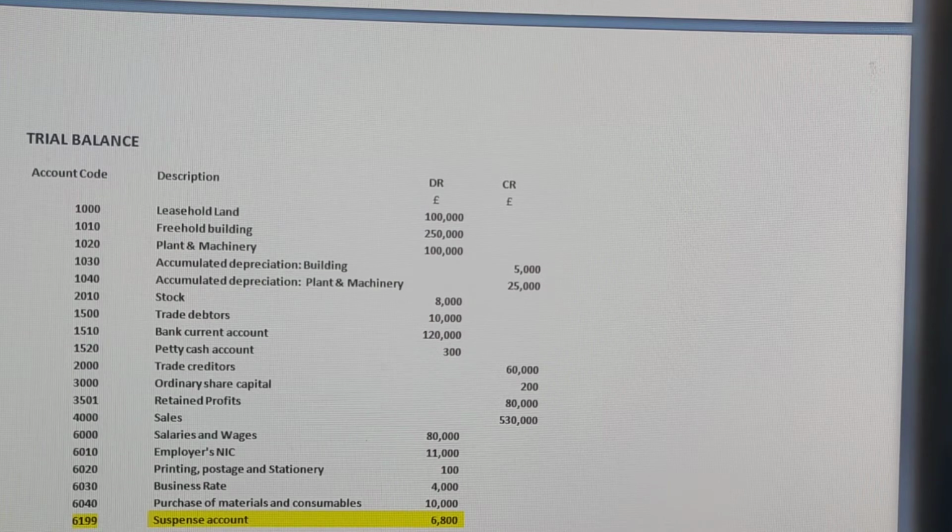The same thing goes for sales, which is code 4,000. The trial balance shows that in total we have made £530,000 sales in the period that we are reporting on. That is all you will see on the trial balance for that item. But if you go back to the income code 4,000 in the nominal ledger, you will see a long list of invoices that were issued, which will total £530,000.